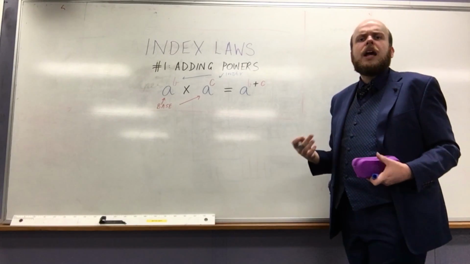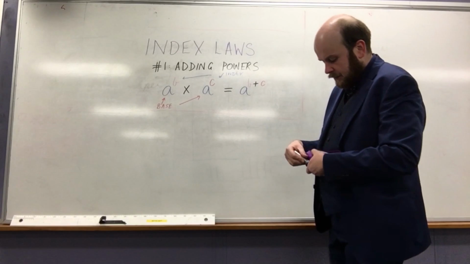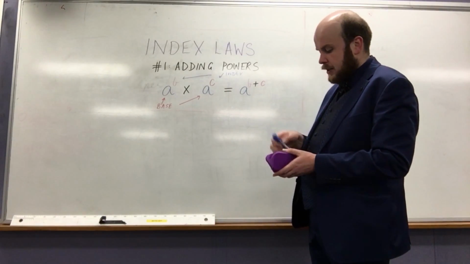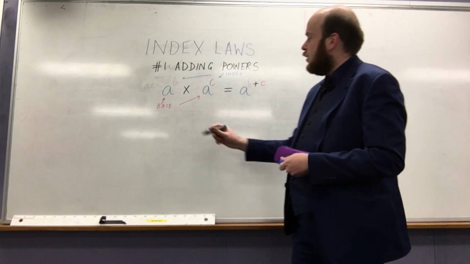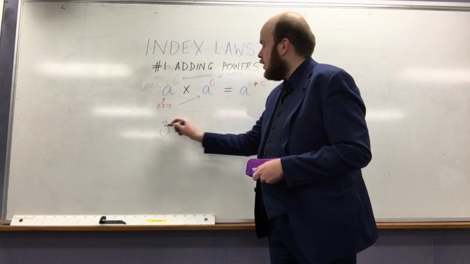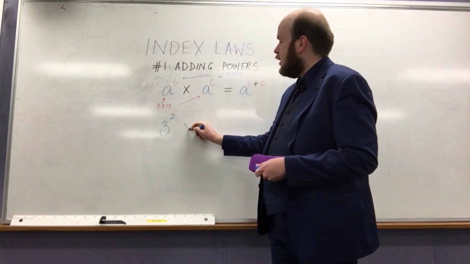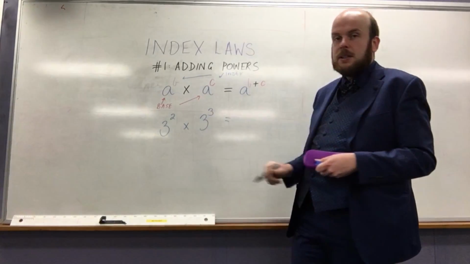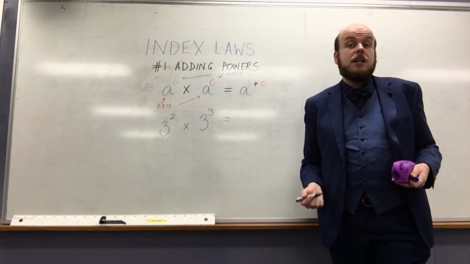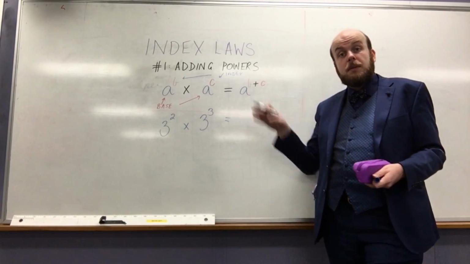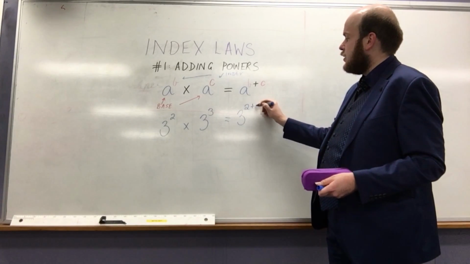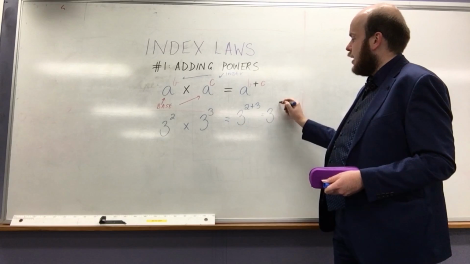So let's go and look at a practical context. So, why does this even work? Well, I'm going to start by looking at this example. What is 3 squared times by 3 cubed? So 3 squared times by 3 cubed, using my index law, would be the same as saying 3 to the power of 2 plus 3, which would be 3 to the power of 5.